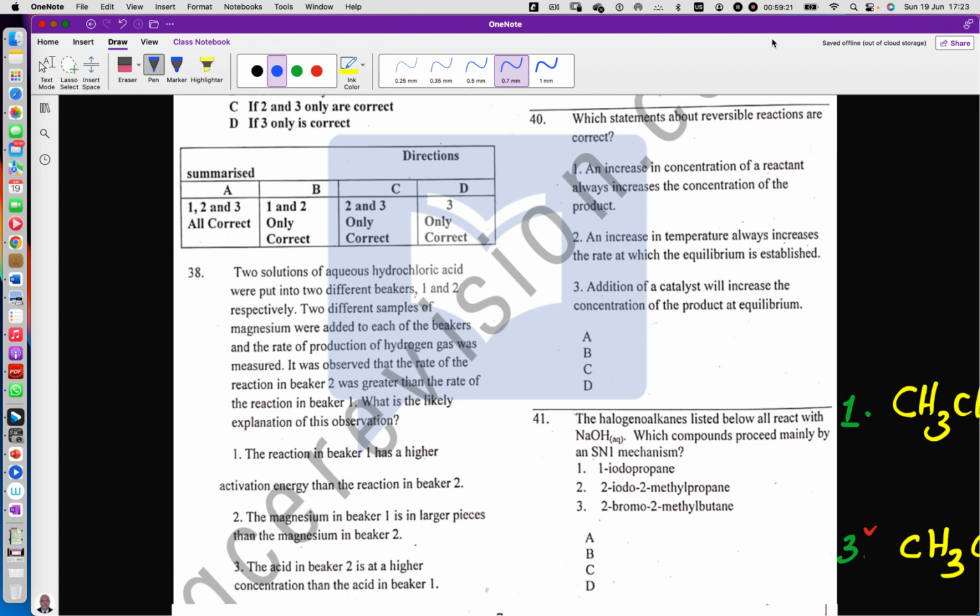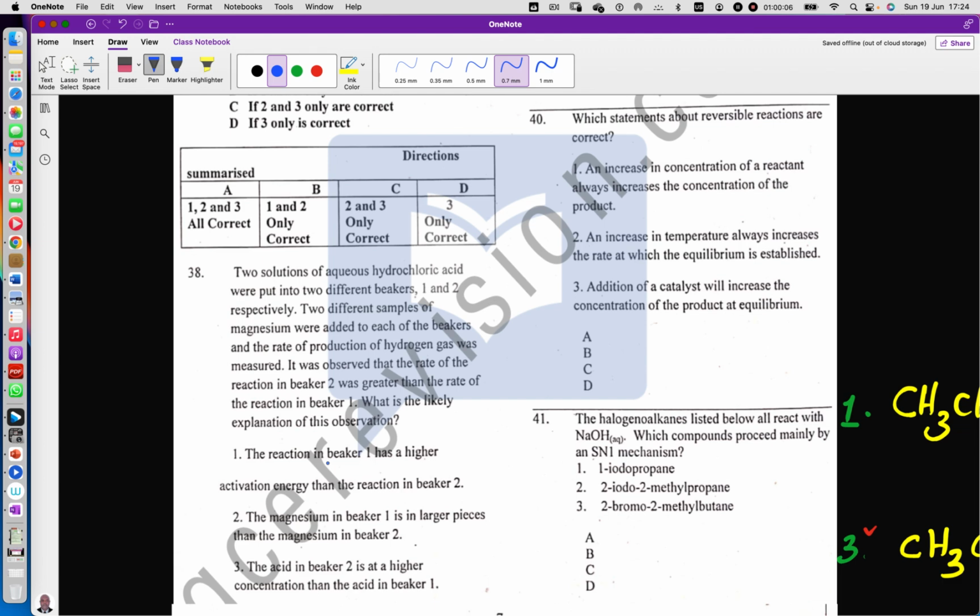Then we can bring magnesium ribbon into the 2. When we put magnesium ribbon of the same mass into the 2, if there's a change in the reaction, there's one thing: either the concentration of the acid has changed or has increased. Where the rate of reaction increases, it means the concentration of the dilute acid in that beaker was higher. So in that case, let's see our answers.